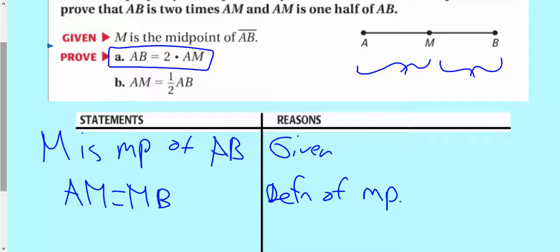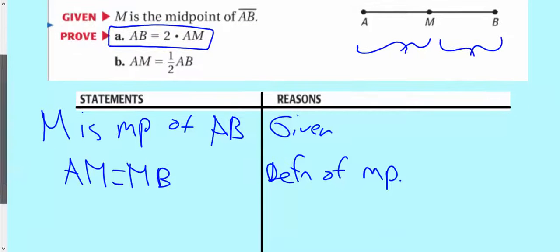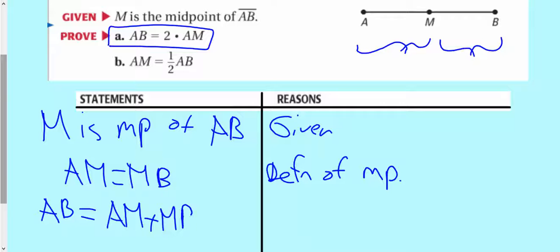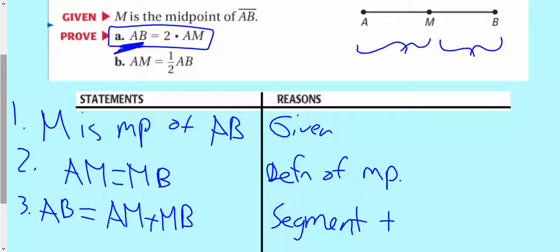I'm trying to show that AB is twice AM. I don't have anything with AB in it, so I'm going to introduce AB. I know that AB is equal to AM plus MB because of segment addition. I introduced AB because I don't have an AB in my 2-column proof, which I should number actually if I'm being really correct, but I forget to. So, segment addition.